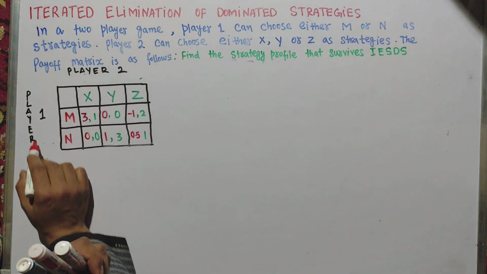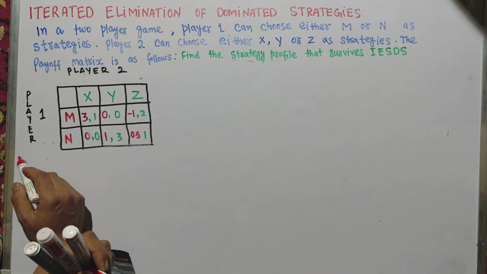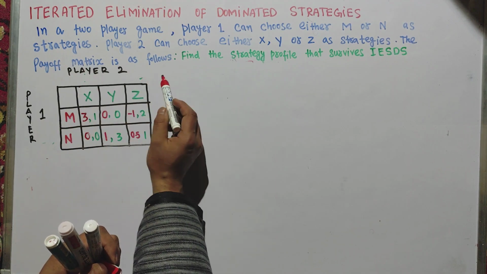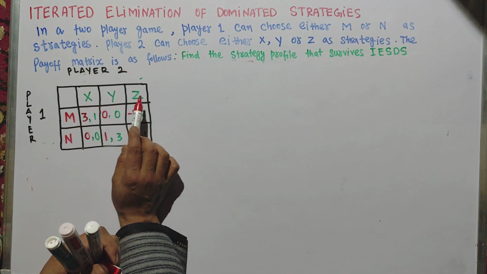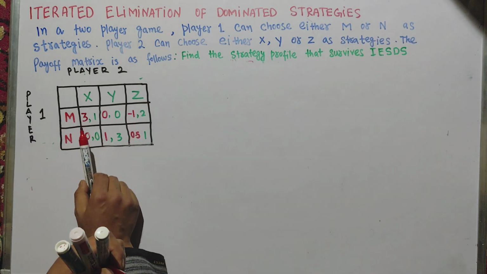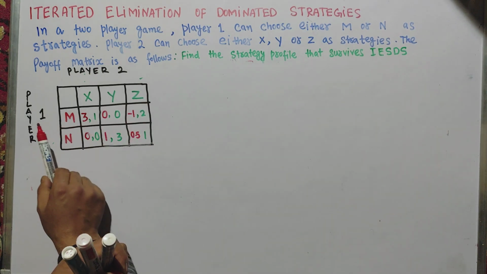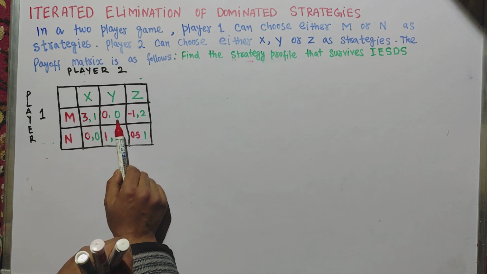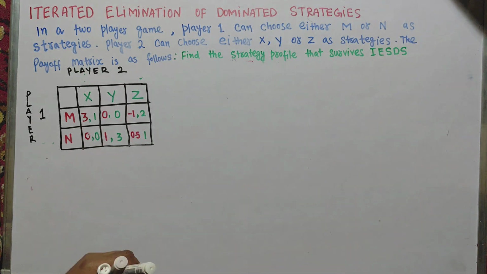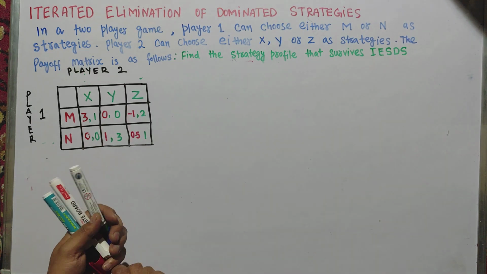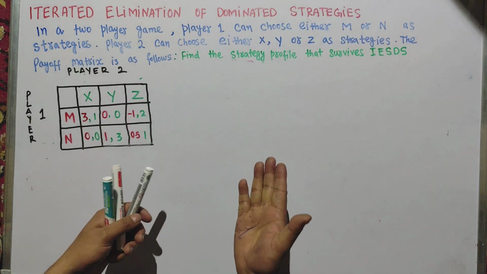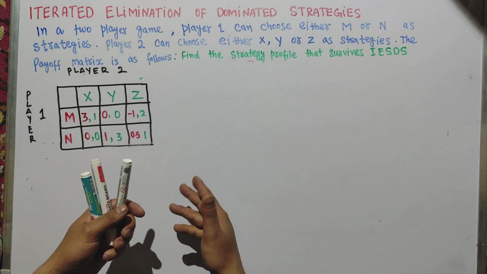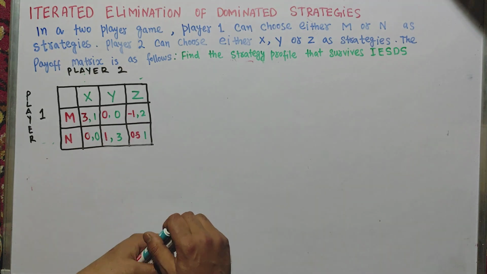Okay, we have player 1 and player 2. The strategies for player 1 are M and N, and for player 2 he has three strategies X, Y and Z. The red color elements in each cell denote the payoff for player 1, and the green color elements denote the payoff for player 2. We need to find out the strategy profile that survives iterated elimination of strictly dominated strategies.